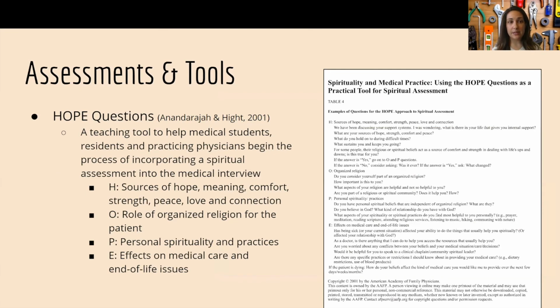For our last assessment, I'm going to discuss the HOPE questions, as it is a good teaching tool to help medical students, residents, and practicing physicians begin the process of incorporating spiritual assessments into the medical interview. This assessment is very helpful because it begins with a more sensitive approach by addressing sources of hope, meaning, comfort, strength, peace, love, and connection, and works its way into deeper topics such as the role of organized religion for our patients, and also then personal spirituality and practices, and lastly, the effects on medical care and end-of-life issues.